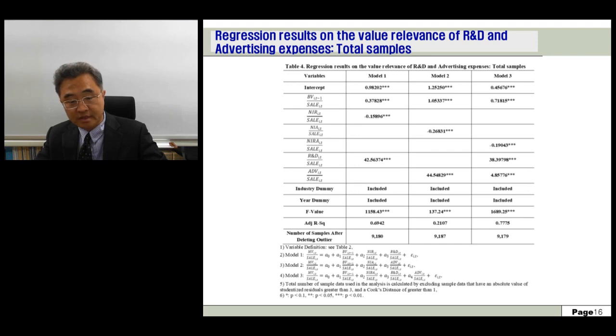In the analysis result of Model 2, the coefficient value of advertisement cost is approximately 44, showing a statistically significant value. This also means that the higher the advertising expenditure, the higher the corporate value. Finally, the analysis result of Model 3 shows the relative value relationship between R&D expenses and advertising expenses. This indicates that R&D expenses have a greater influence on corporate value than advertising expenses.